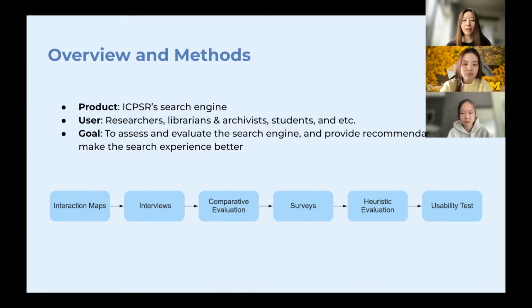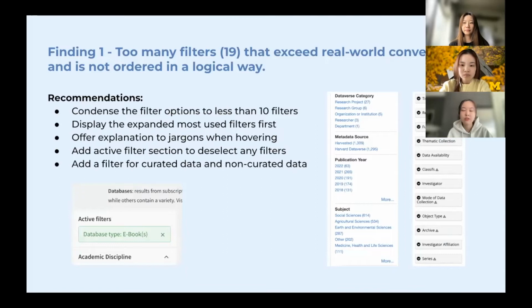According to all the information we gathered and what we learned from users, our team has 4 key findings and will provide recommendations for each. Now, Cassie will talk about the first 2 findings. The first finding is that there are too many filters on the left side of the search results. To be exact, there are 19 filters in that section, and it exceeds the real world conventions. And those filters on ICPSR are not ordered in a logical way.